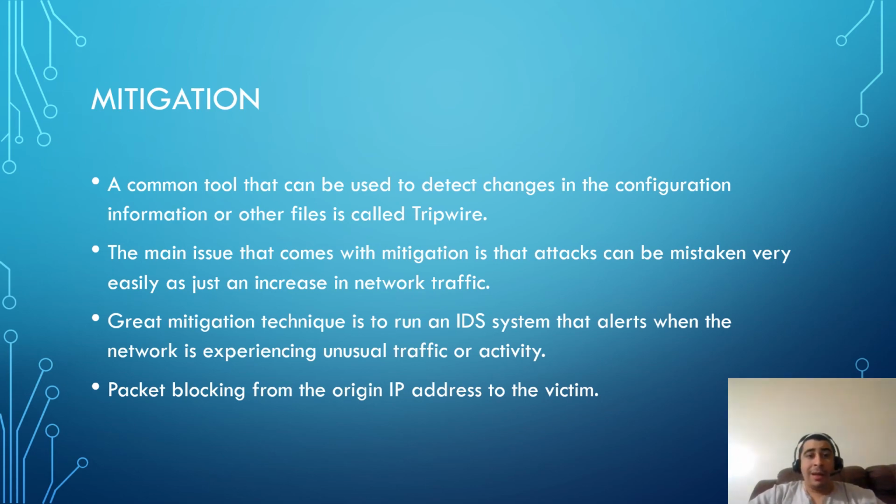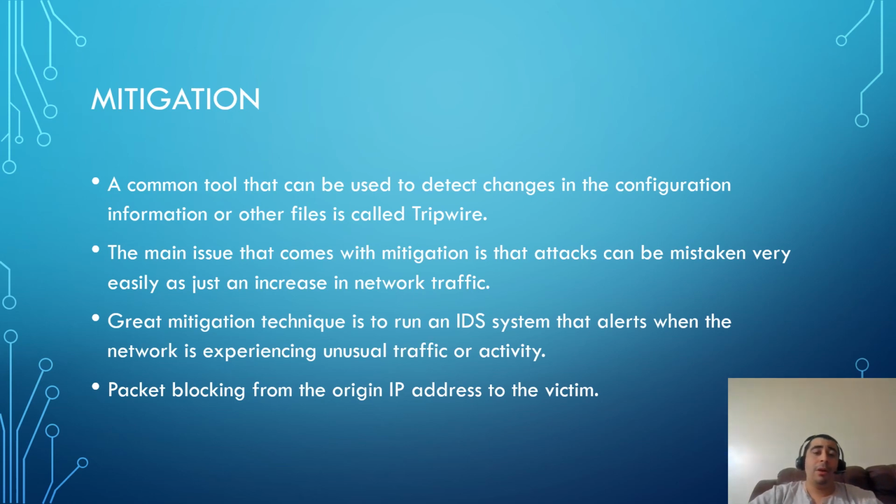Now, a common tool that can be used to detect changes in the configuration information or other files is called Tripwire. The main issue, as I stated before, the downfall that comes with mitigation, is that if you don't know what you're looking for or have no clue what's going on, attacks can be mistaken very easily as just an increase or spike in the network traffic. So you have to understand what you're doing when running mitigation. You have to know what you're looking for.